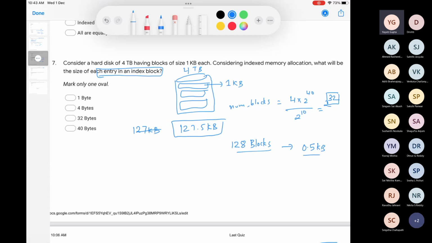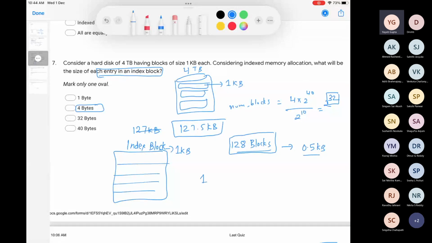So 0.5 here, but you will lose more to internal fragmentation. Where? In your index block. So you are doing indexing for all these 128 blocks. So let's say this is your index block. Your index block is again 1 KB in size. So how many entries can it hold? Each entry is 4 bytes, right? We have already computed. So how many entries can be here?